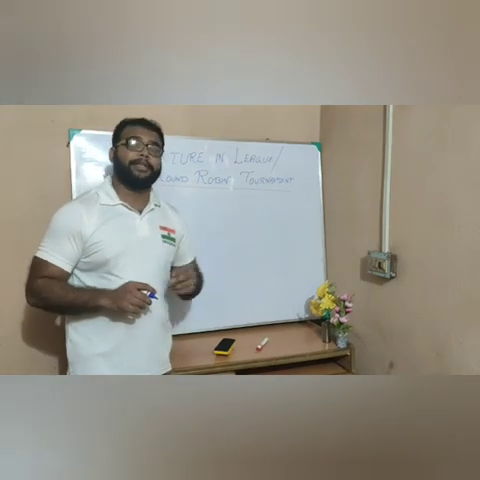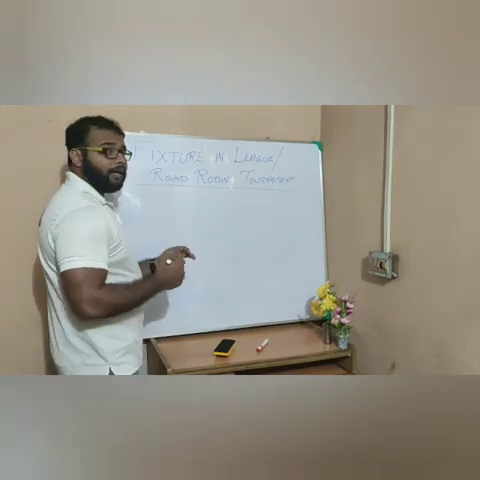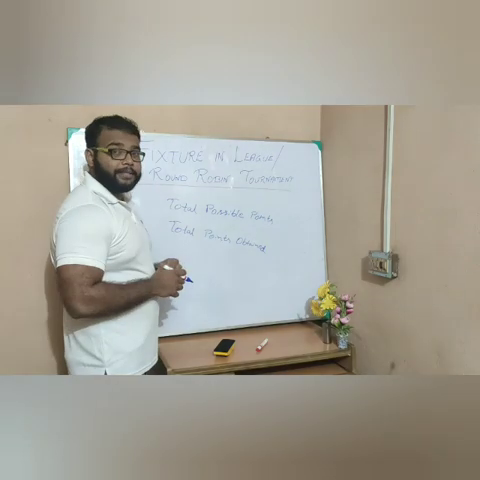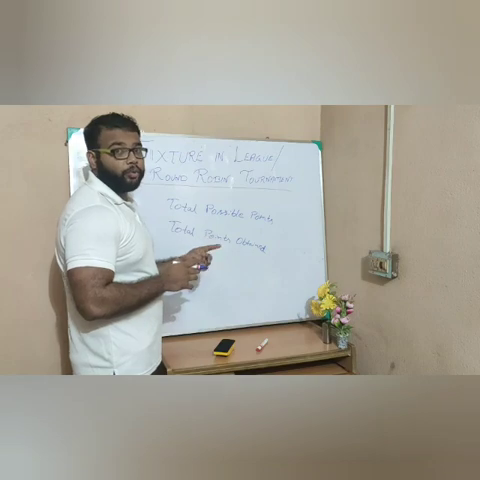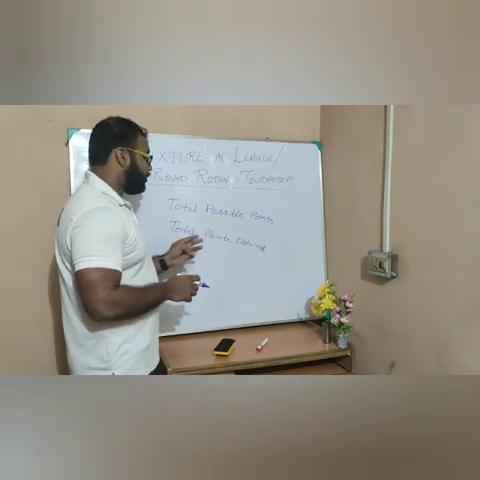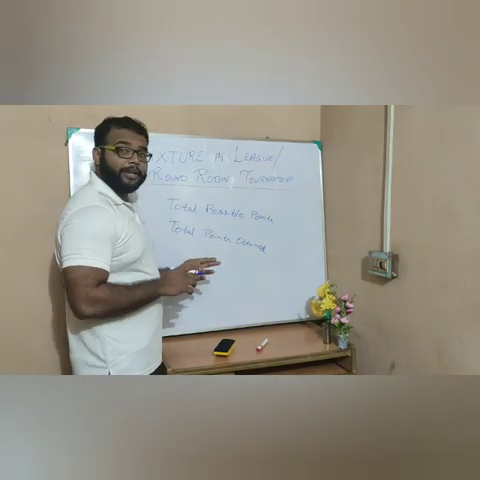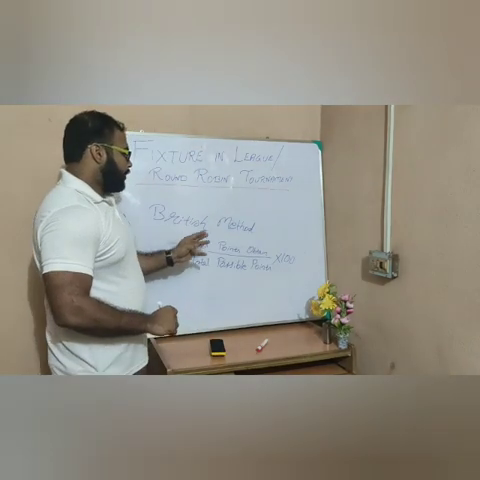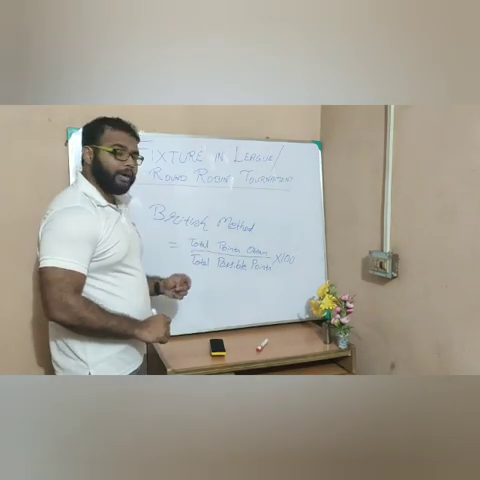Now, there are 2 methods, British method and American method. In British method, there are 2 things in concern, that is, total possible points. Means if total number of matches were, suppose, 10, then 10 into 2, 20 is the total possible points. And suppose the team has won 5 matches out of 10, then total points obtained will be 5 into 2, that is 10. British method is total points obtained divided by total possible points into 100.